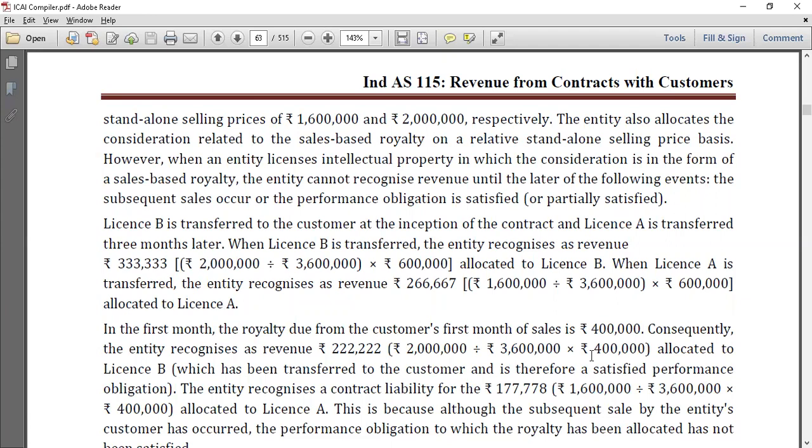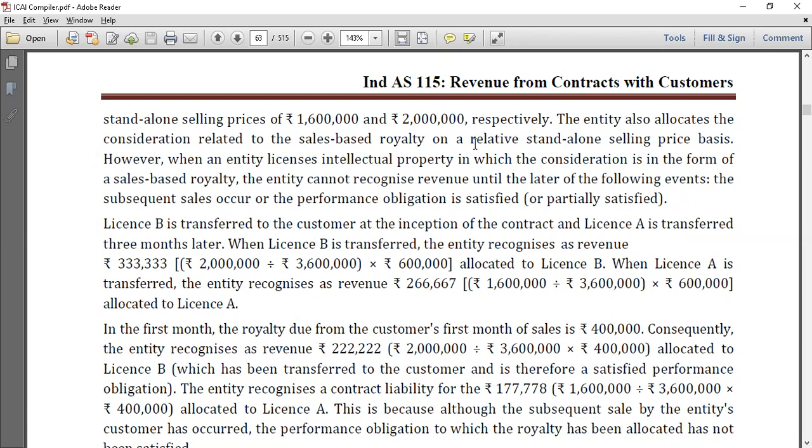However, when the entity is licensing intellectual property, which is completely different from the question, not license A or B, and the consideration is in the form of a sales-based royalty, then the entity cannot recognize revenue until the later of the events occurs. What are the events? Subsequent sales occur, or the performance obligation is satisfied.